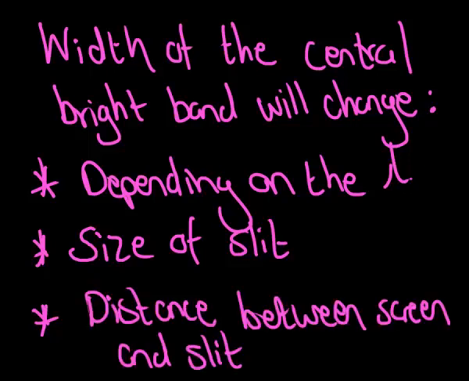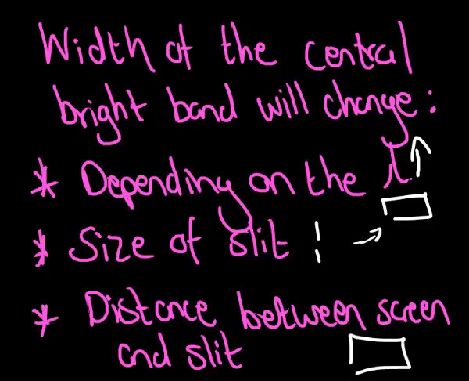Now we already know that if I've got a greater wavelength, I'll have a greater central broad band. We also know that the smaller the size of the slit, the greater we'll have our central bright broad band. And when we talk about the distance between the screen and the slit, the closer the screen and the slit are to each other, the smaller the central band will be. But the greater the distance is between the screen and the slit, then the broader the band we will observe.